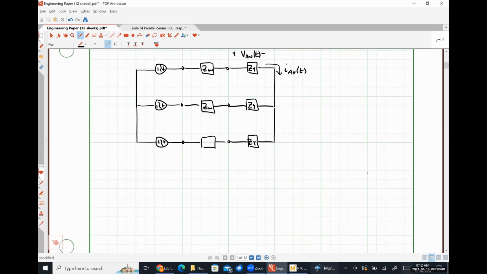So our instantaneous power absorbed by our load as a whole would be the power absorbed by the A phase. Let me put that as a capital A since it's on the load side. The instantaneous power absorbed by the B phase and the instantaneous power absorbed by the C phase.